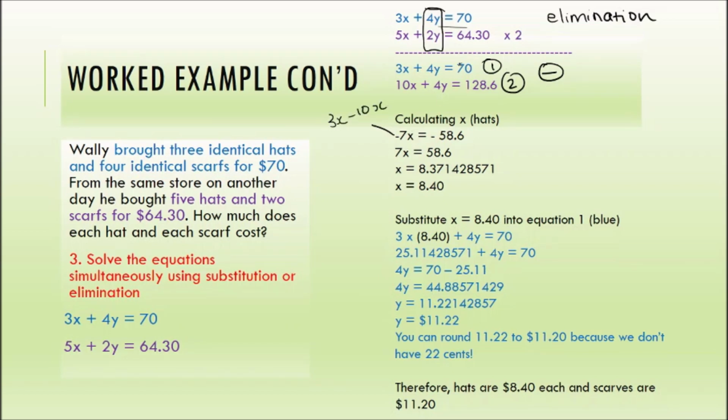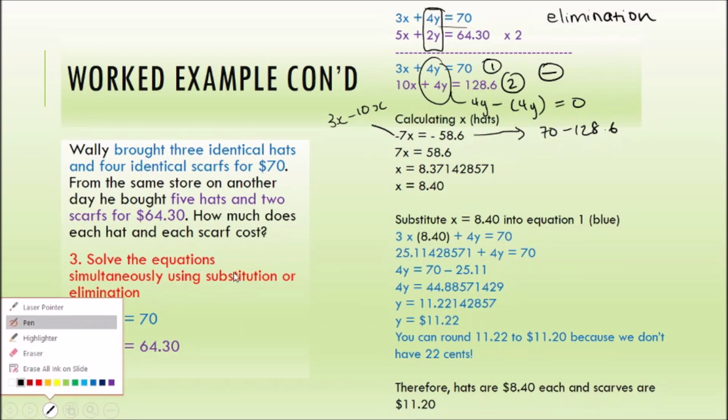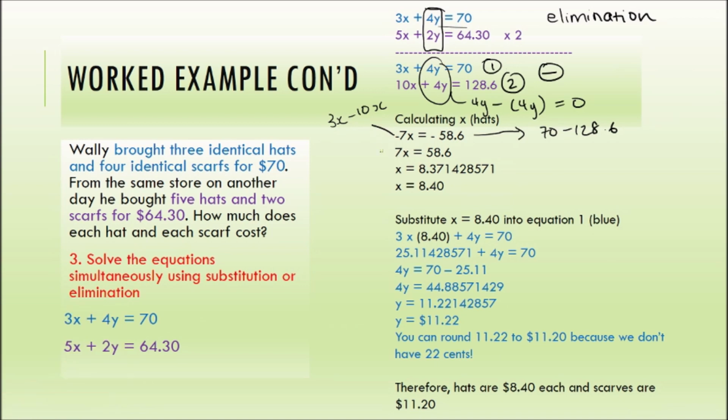And that's how I got that. So 4y minus 4y, because it's plus, this is actually 4y minus 4y, and that equals 0. So I've done here 7 minus 128.6, and that gave me negative 58.6. So the question is, how did I get rid of the negative? Well, I just simply divided it by negative 1. We divide it by negative 1.